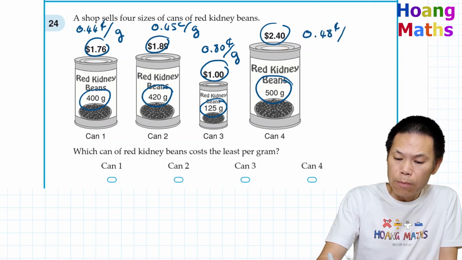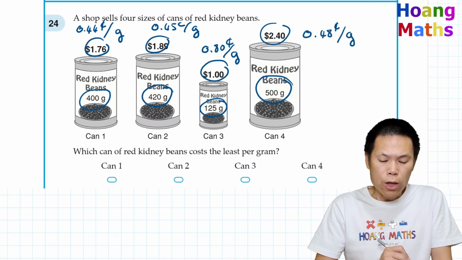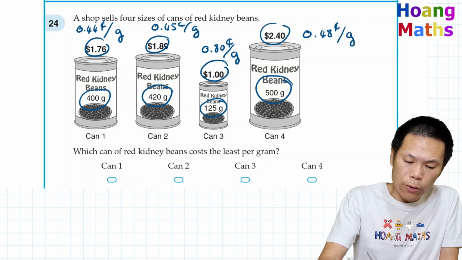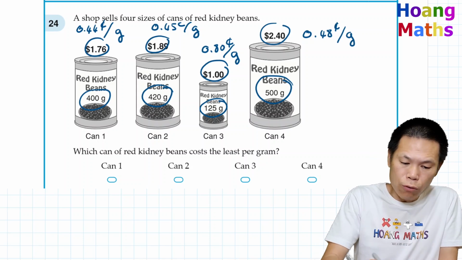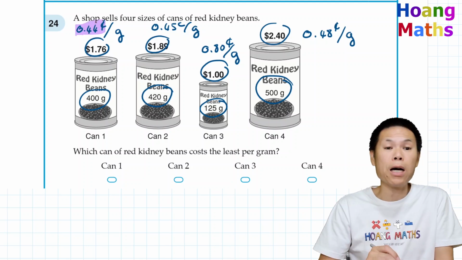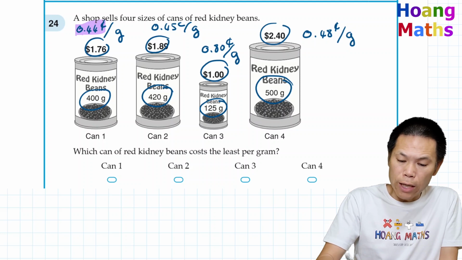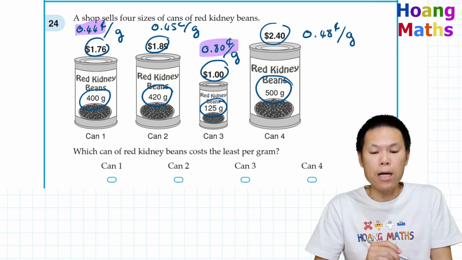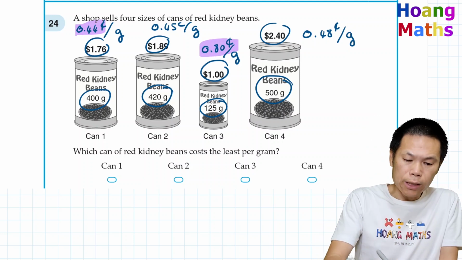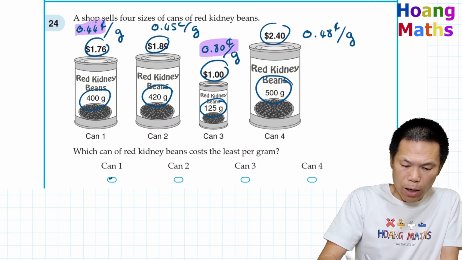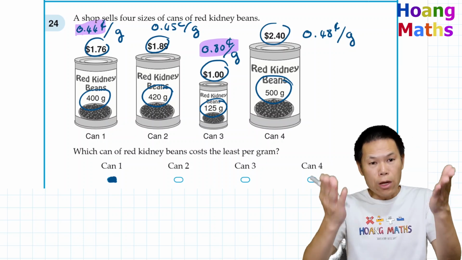So therefore, the cheapest one at the moment we can see here is 0.44 cents per gram. And the most expensive is can 3, 0.80 cents per gram. So the answer should be can 1, the cheapest. So there you go.